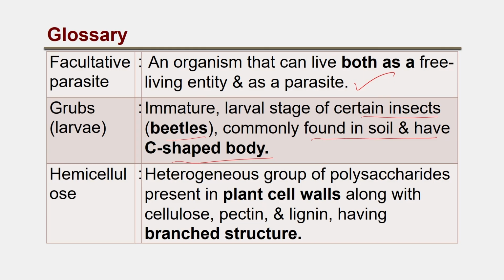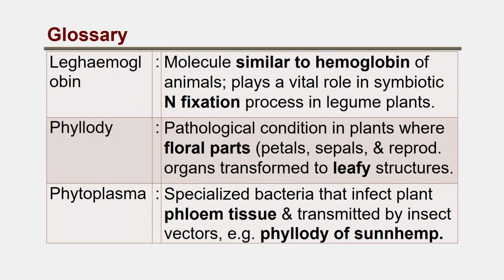Hemicellulose: this is a heterogeneous group of polysaccharides present in plant cell walls along with cellulose, pectin and lignin, having branched structure. That is hemicellulose, which is part of the fibers. Leghemoglobin: a molecule similar to hemoglobin of animals, plays a vital role in symbiotic nitrogen fixation process in legume plants. So this leghemoglobin is found in the roots of leguminous plants and it helps in the fixation of nitrogen by legumes.